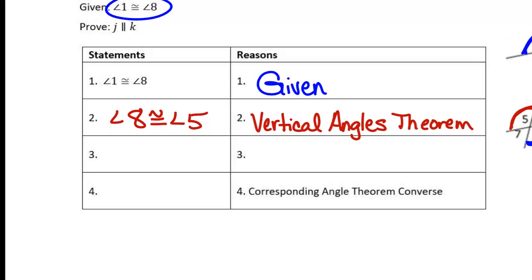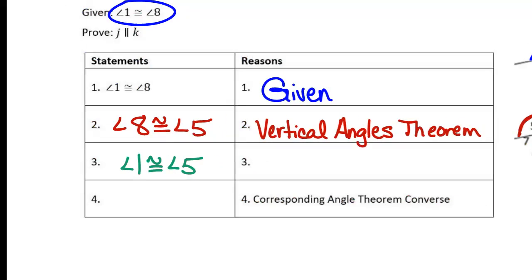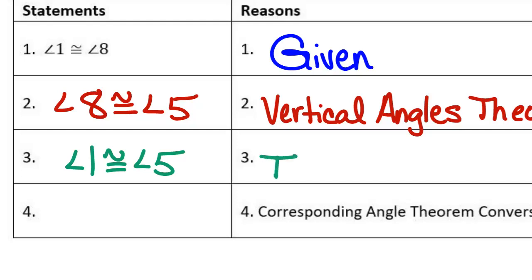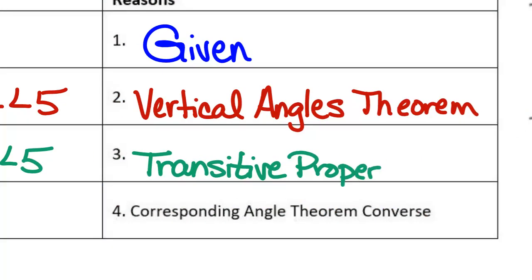Well, if 1 is congruent to 8 and 8 is congruent to 5, what else could I say? Angle 1 is congruent to angle 5. What am I using to be able to say that? Transitive property. Since we're working with congruences, it needs to be transitive property.